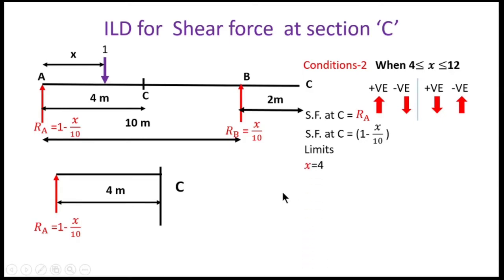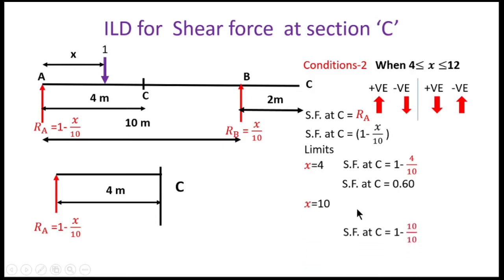Then apply the limits, that is 4 to 12. So put x is equal to 4 in this equation of shear force. What is the shear force at C? Shear force is equal to 1 minus 4 by 10, so shear force is equal to 0.6. Then we put x is equal to 10, because there is one more support before the 12 meter. What is the shear force? That is equal to 1 minus 10 by 10, and 1 minus 1 is 0. The shear force is equal to 0.